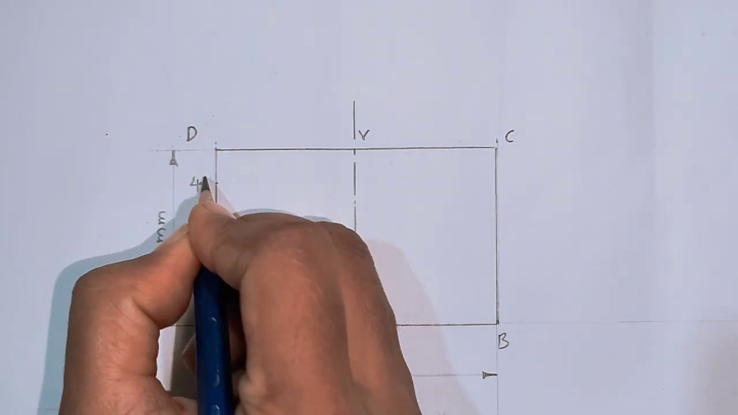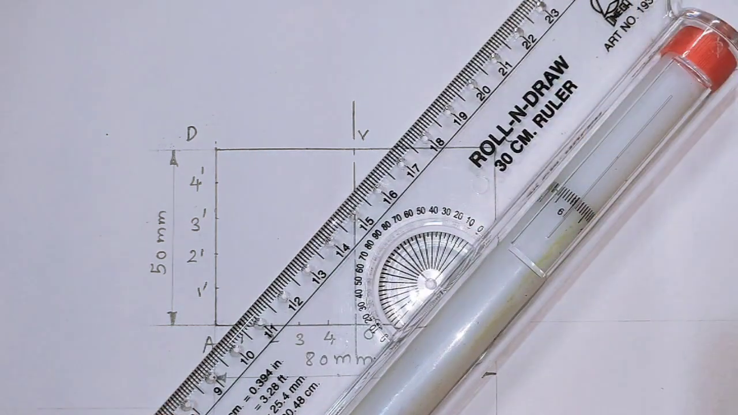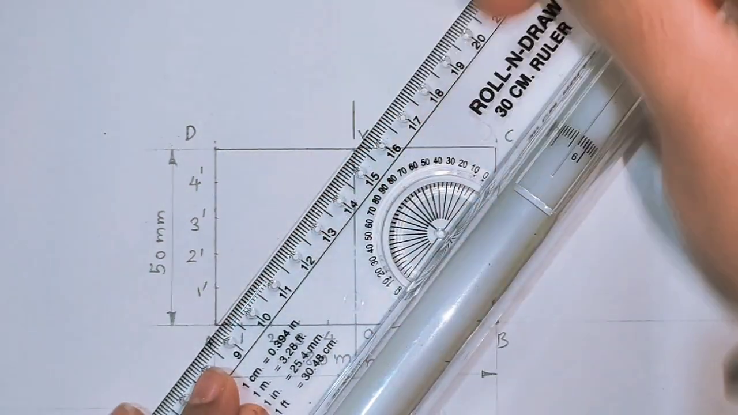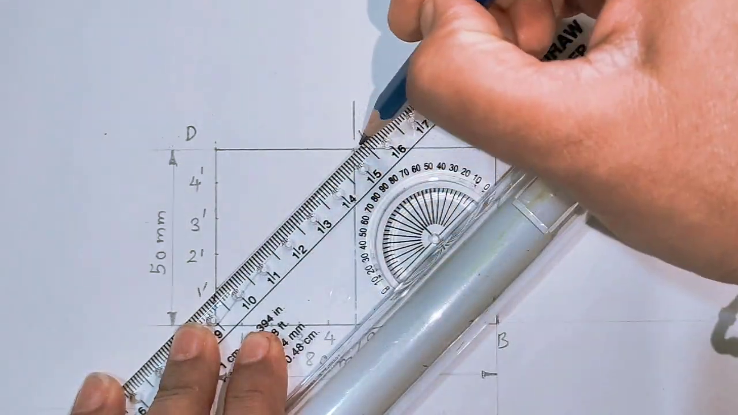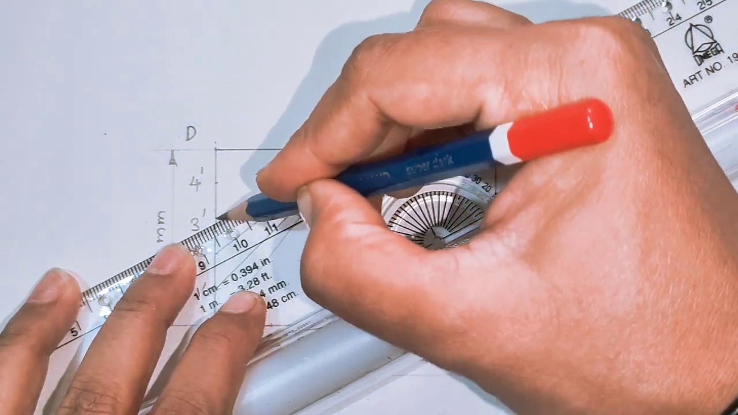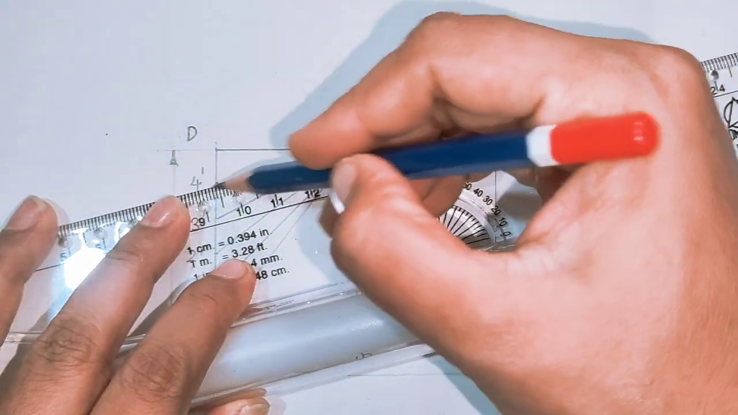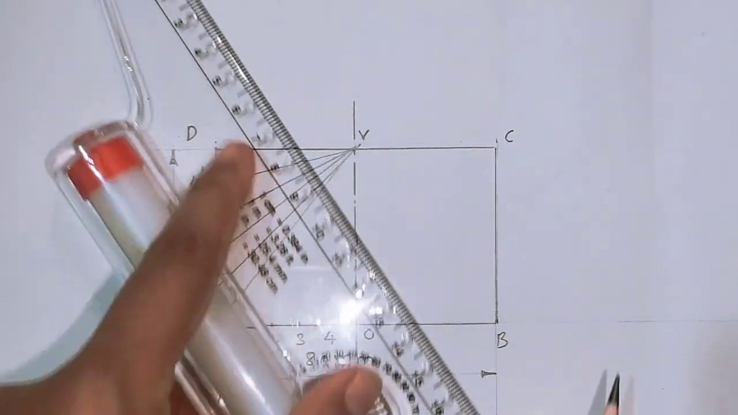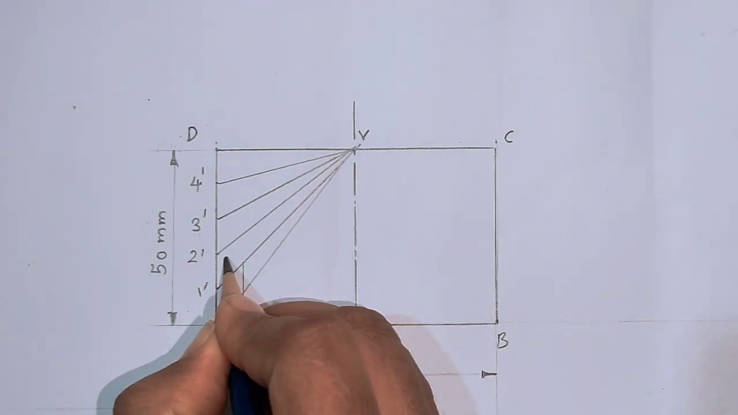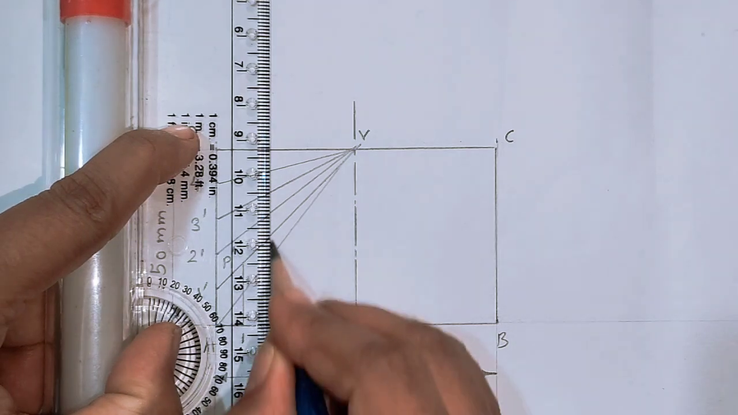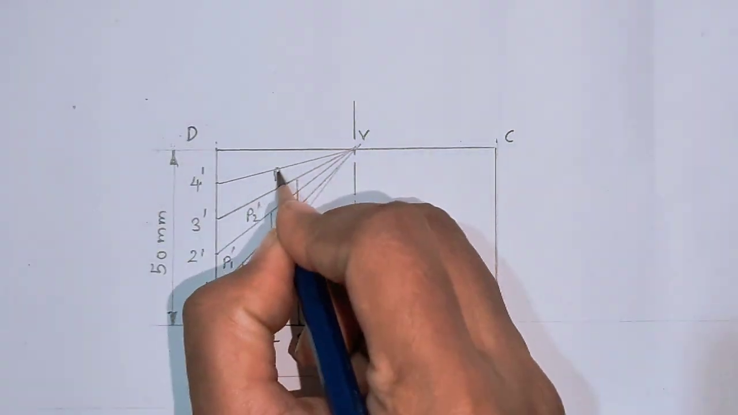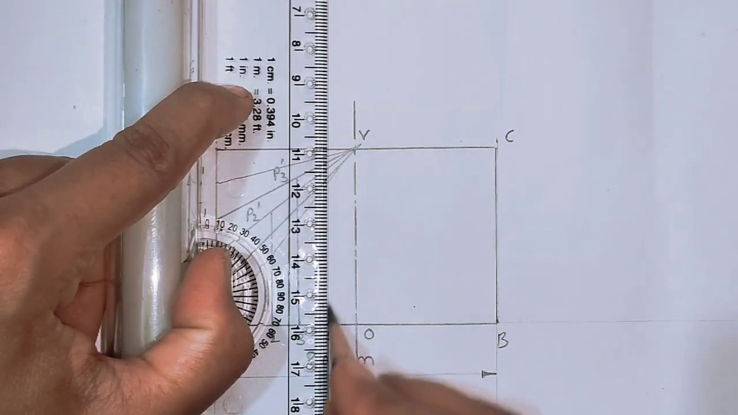Next step, draw a line joining point A to V, and 1 dash, 2 dash, 3 dash, 4 dash with V. Through point 1, draw a vertical line in upward direction and it intersects the V1 dash line; mark that point as P1. Repeat the same procedure to mark the points P2, P3 and P4.